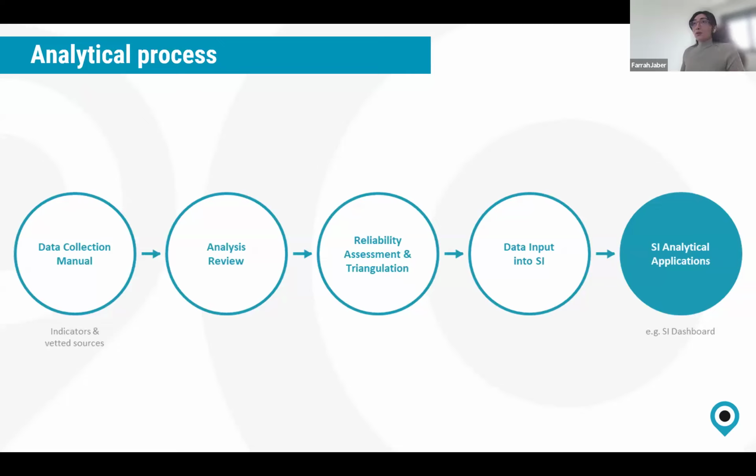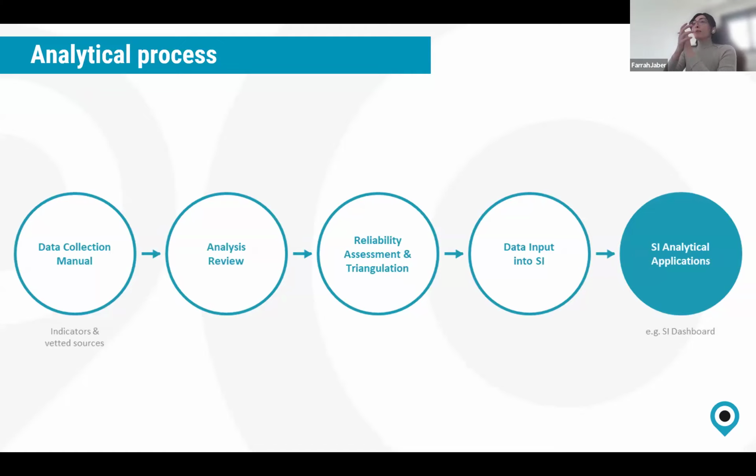Okay, so now that we've answered the why and the what, let's move on to the how. So, how do we apply human analysis, and how does data dispersed across over 200 sources get consolidated into a complex statistical model for use in analytical applications?